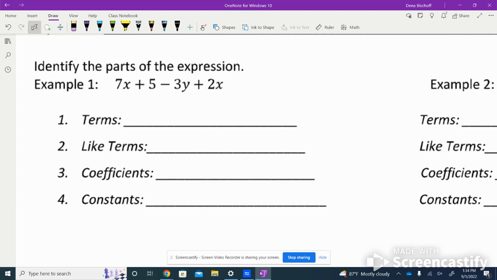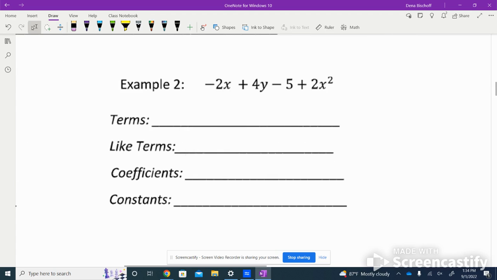Okay, let's do this next one. I want someone to come up and tell me, let's try and identify the terms. Who wants to come up and try to circle the terms? Sebastian. Sebastian, thank you so much for volunteering. I appreciate it very much. Pick any color you want, Sebastian. Circle up the terms.